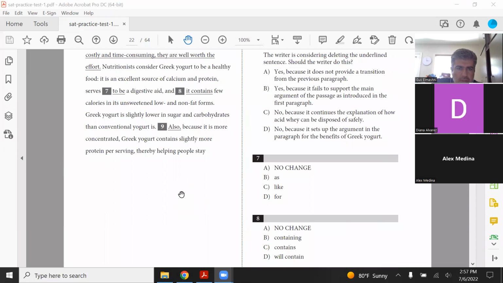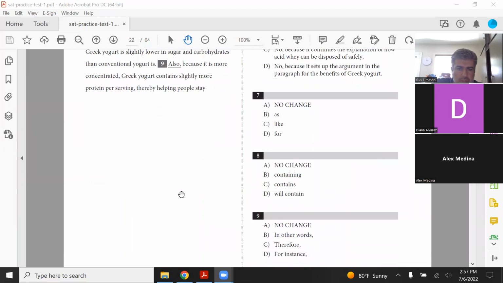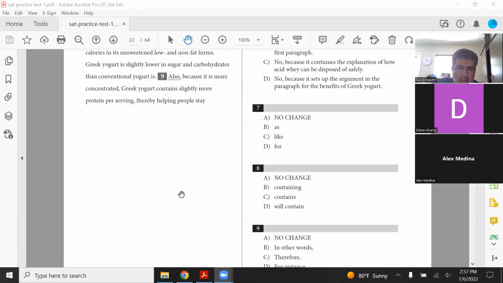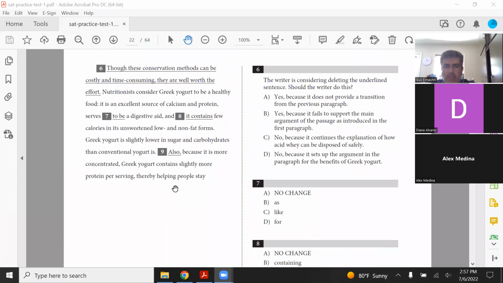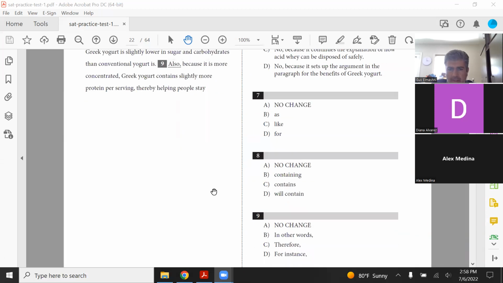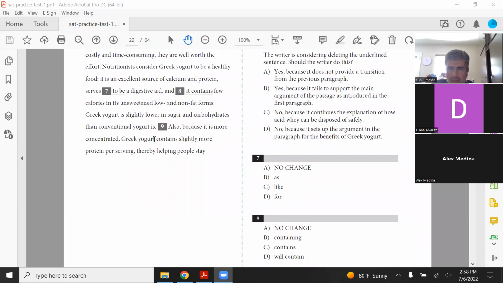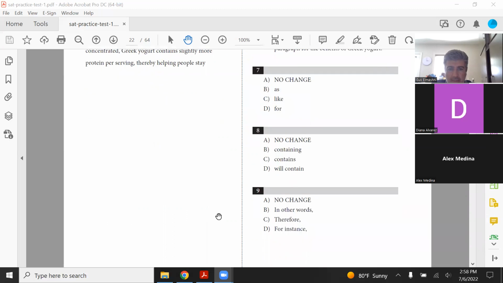Also, because it is more concentrated. Yeah, also because you kind of give another reason. For instance is like if, in the beginning, you want to say, for example, here's why it's a good reason. So I would then use for instance for nutritious maybe, but I wouldn't do it there. And therefore, as a cause and effect, which we're not having, it's not like the prior statement is leading to the statement where you see number 9. And in other words makes no sense. So I would just keep it as is, no change.